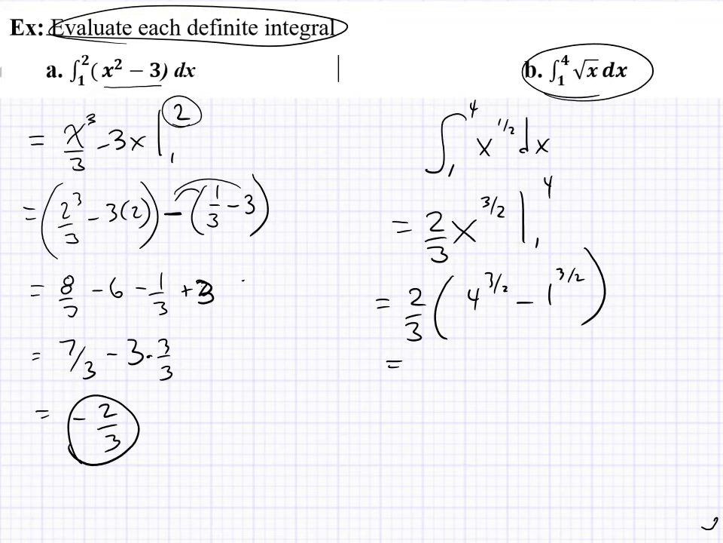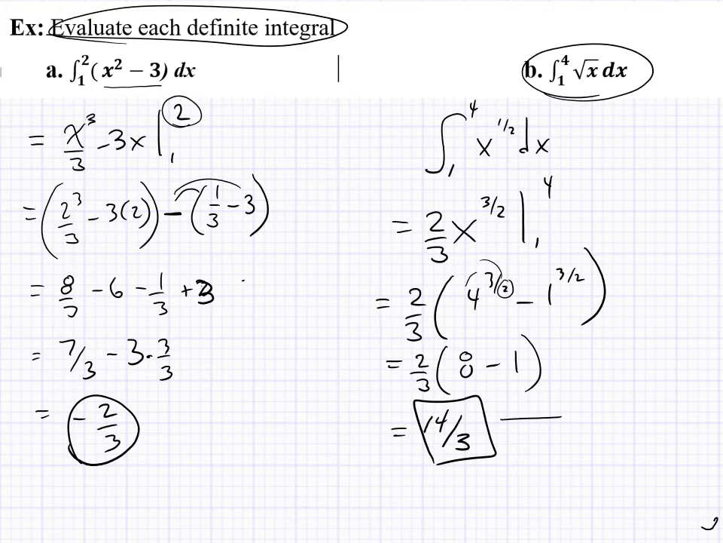4 to the 3/2. 3/2 means square root, third power. Square root of 4 is 2. 2 cubed is 8. Minus 1 to any power is 1. So that's going to give me 7 times 2/3, which is 14/3.